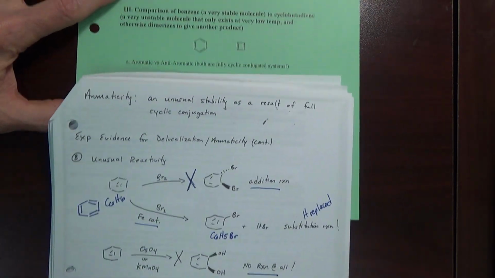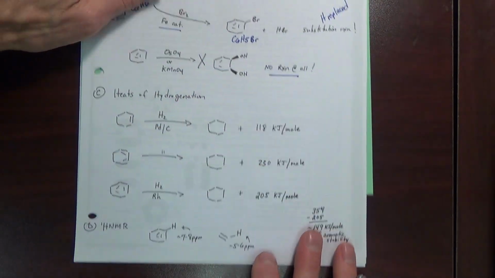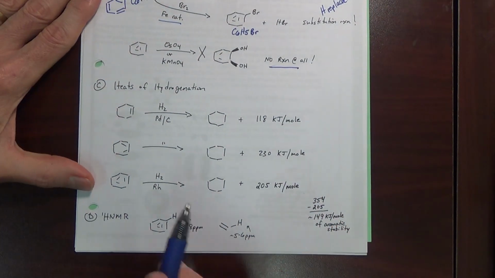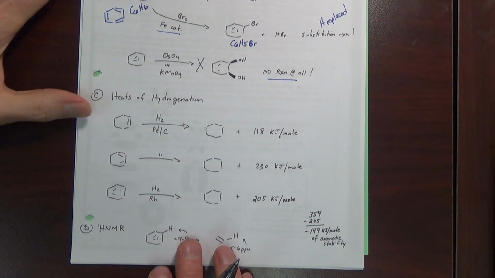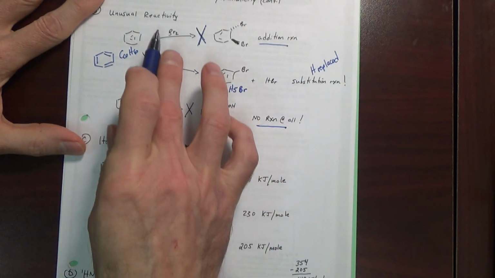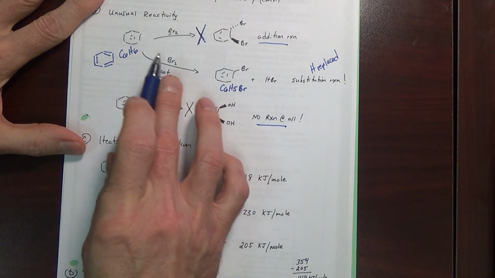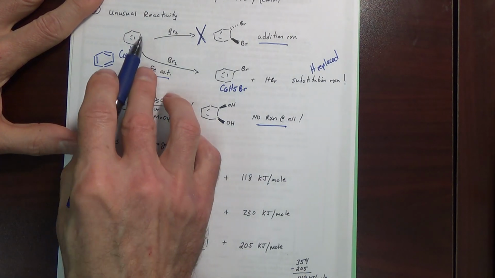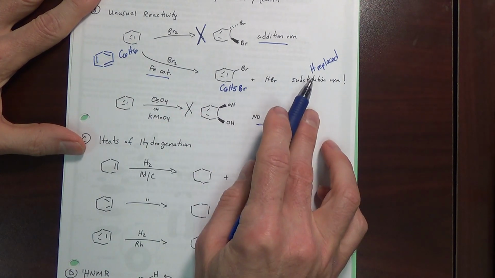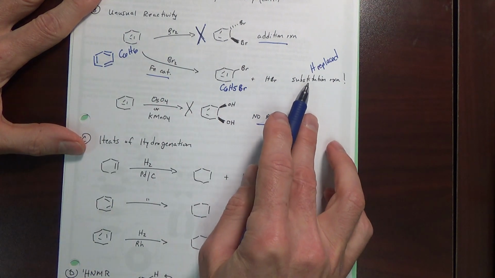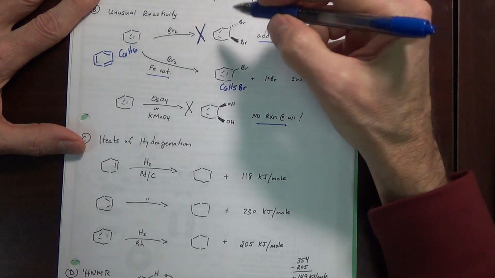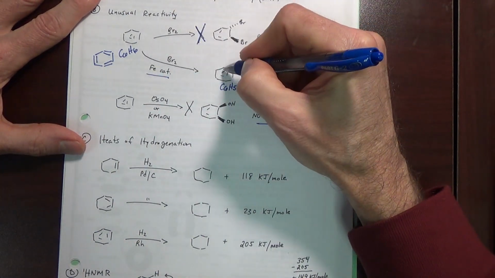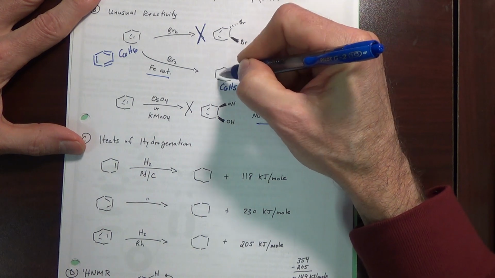All right, C. Heats of hydrogenation. By the way, we can go back up here. If you think you have an aromatic compound, well, you could react with bromine. Does it give an addition reaction? Or does it give a substitution reaction? Because aromatics typically give substitution reactions, and we didn't know why, but why? Because with substitution, the aromatic ring remains intact.